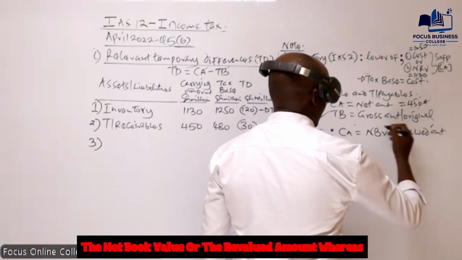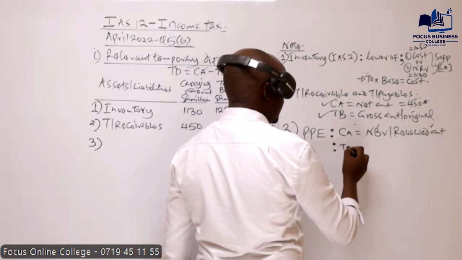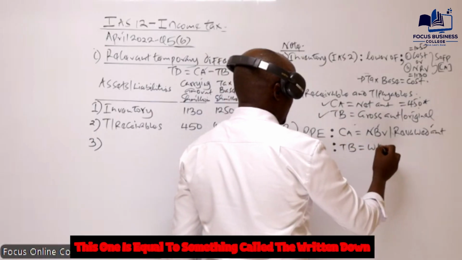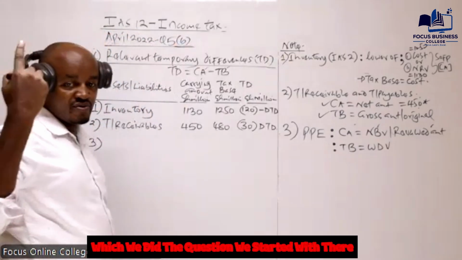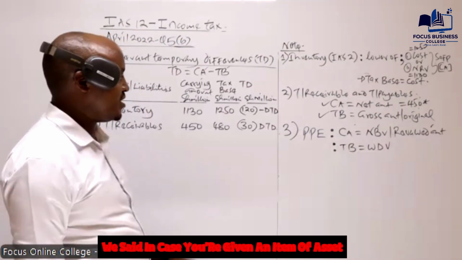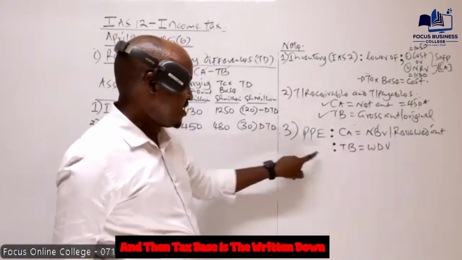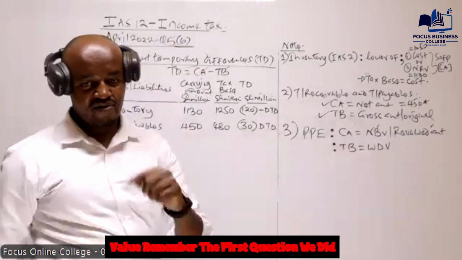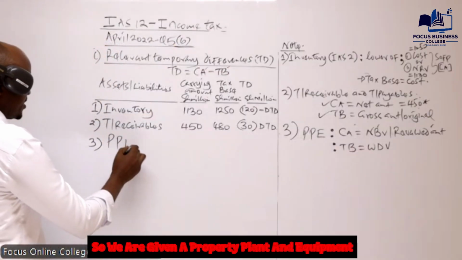The net book value or the revalued amount, whereas the tax base, this one is equal to something called the written down value. Remember the other question which we did, the question we started with, we said in case you're given an item of asset, carrying amount is the net book value, and then tax base is the written down value. Remember the first question we did. So we are given property, plant, and equipment.